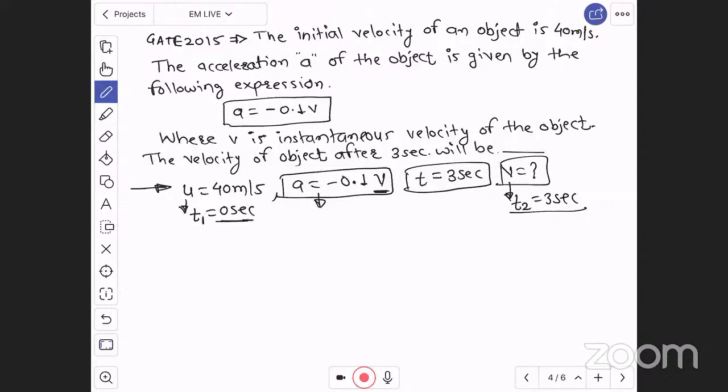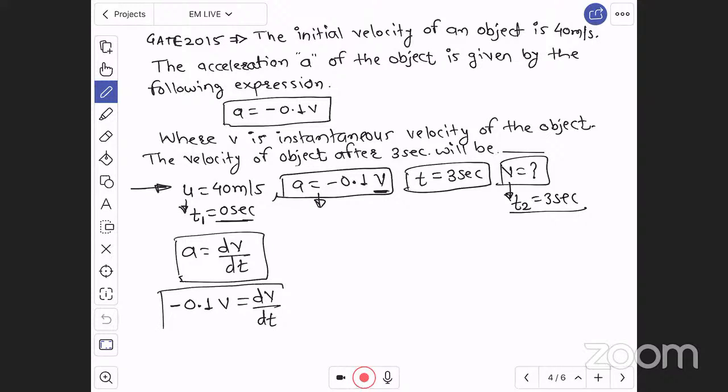Now here, what is the basic equation of acceleration? a is equal to change in velocity with respect to time. This is the very basic equation of acceleration: a = dv/dt, change in velocity with respect to time, right? Now here acceleration is a function of velocity, so instead of acceleration put the function of velocity. Therefore, can I say minus 0.1 v is equal to dv by dt.